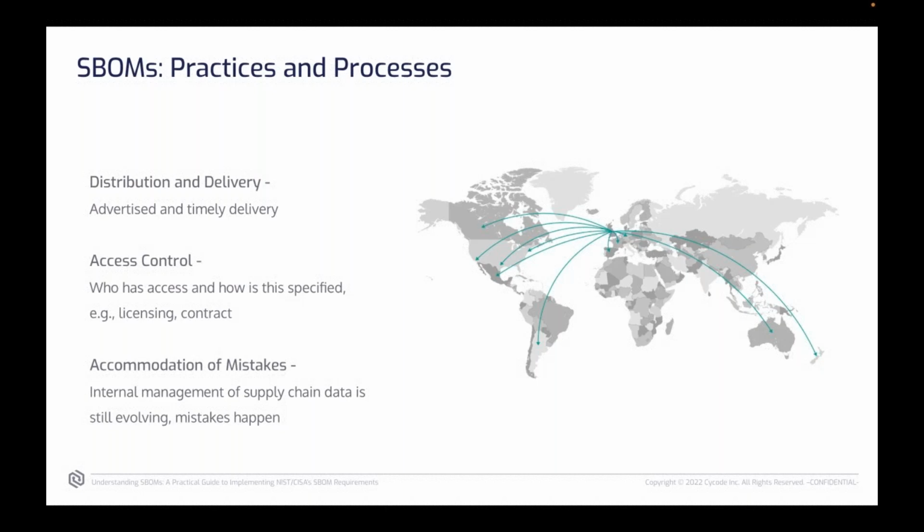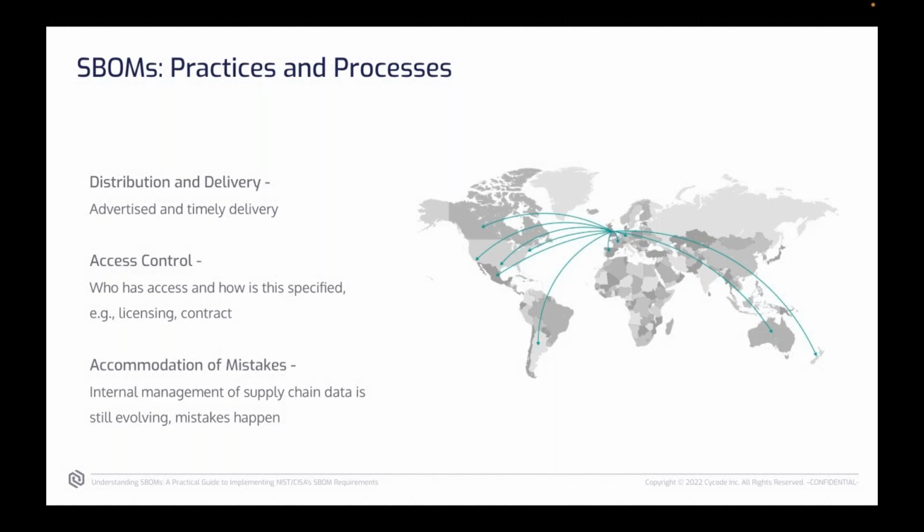And then finally, NTIA understands that as a maturing technology, we're going to have mistakes as we all start in this, and supply chain data is still evolving. We know that mistakes happen. We don't want the perfect to be the enemy of the good, and so you need a way to notify your customers if a mistake has been made, that, hey, something was missing or the wrong version was reported. And so these are some of the practices and processes that are required for the minimum elements for an SBOM.